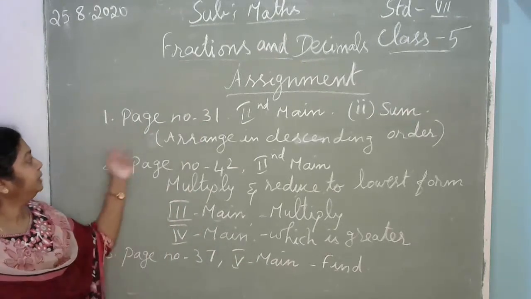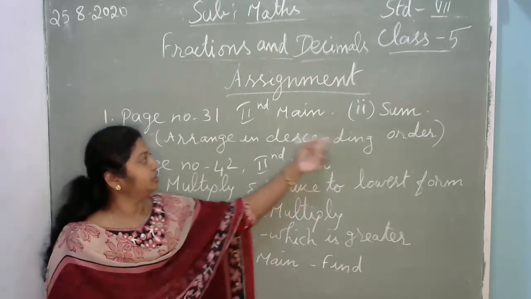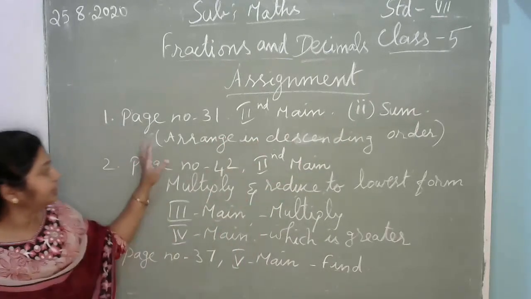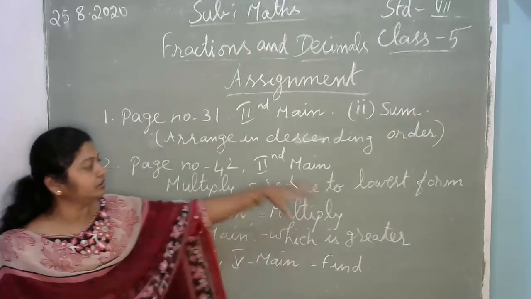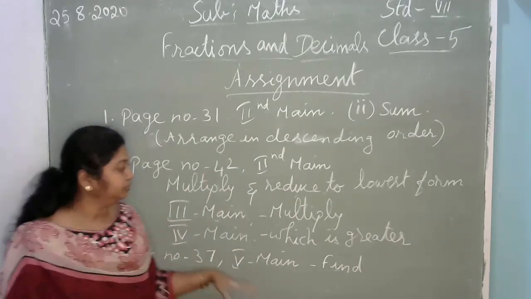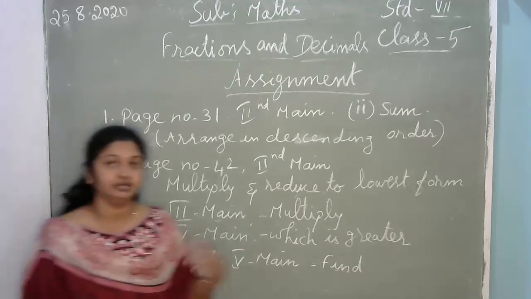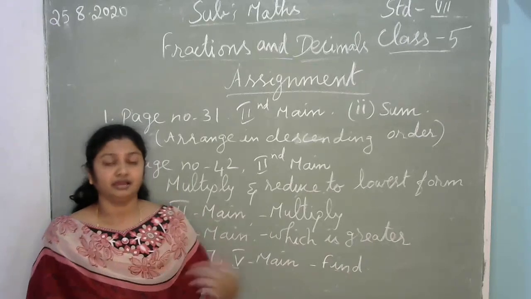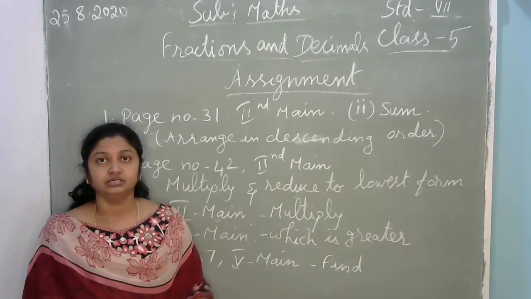Today's assignment is page number 31. The second sum you should do. The first sum I have already done. Okay, I have given the heading also. According to this, you have to do your homework and bring the notebook on the given date. On the date only you have to bring your notebook. Afterwards, if you bring it, we won't do the correction.